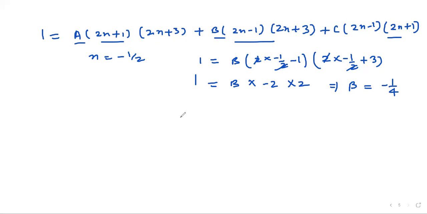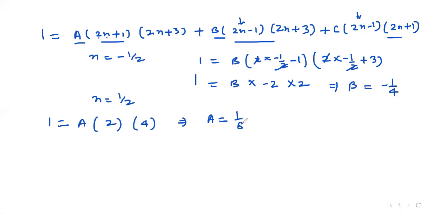Now again we choose some other values of n. Suppose n equal to half. When n equal to half, this will become 0 and this will become 0. So we will get 1 equal to a times, this will become 1 by 2, so 2 will cancel out. So a times 2, and this will give 1, so this is 4. From here, we get a equal to 1 upon 8.